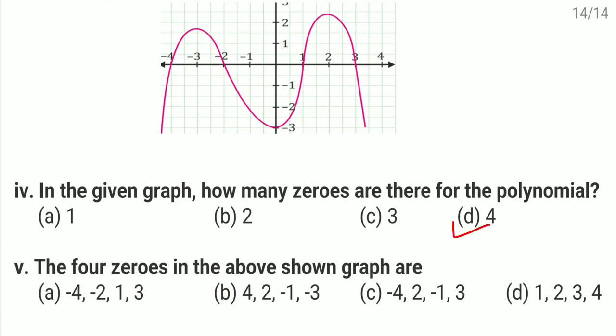The 4 zeros in the above shown graph are, now easily you can say, -4, -2, 1 and 3. -4, -2, 1 and 3. So option A is the correct one. Right? I hope all of you understood these sums.